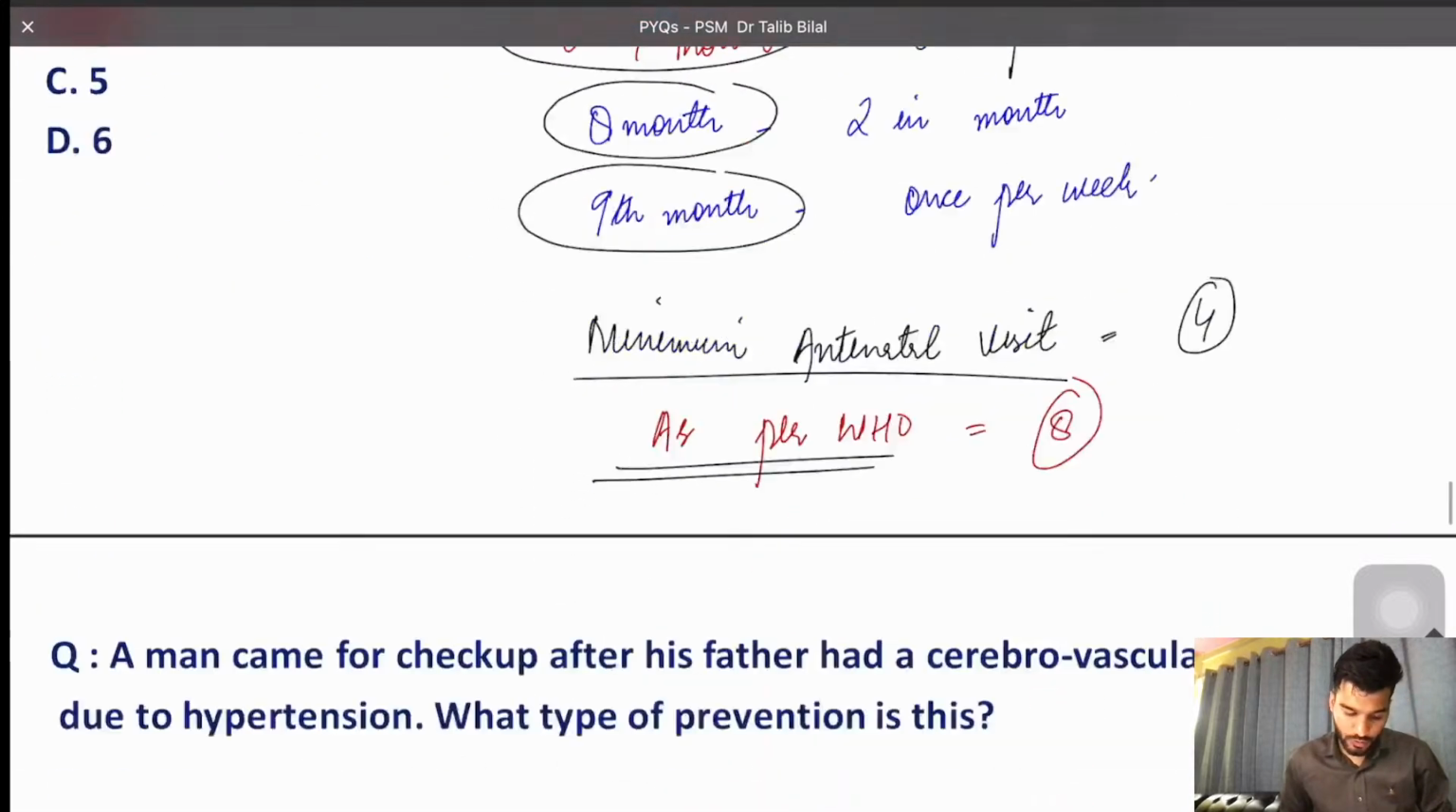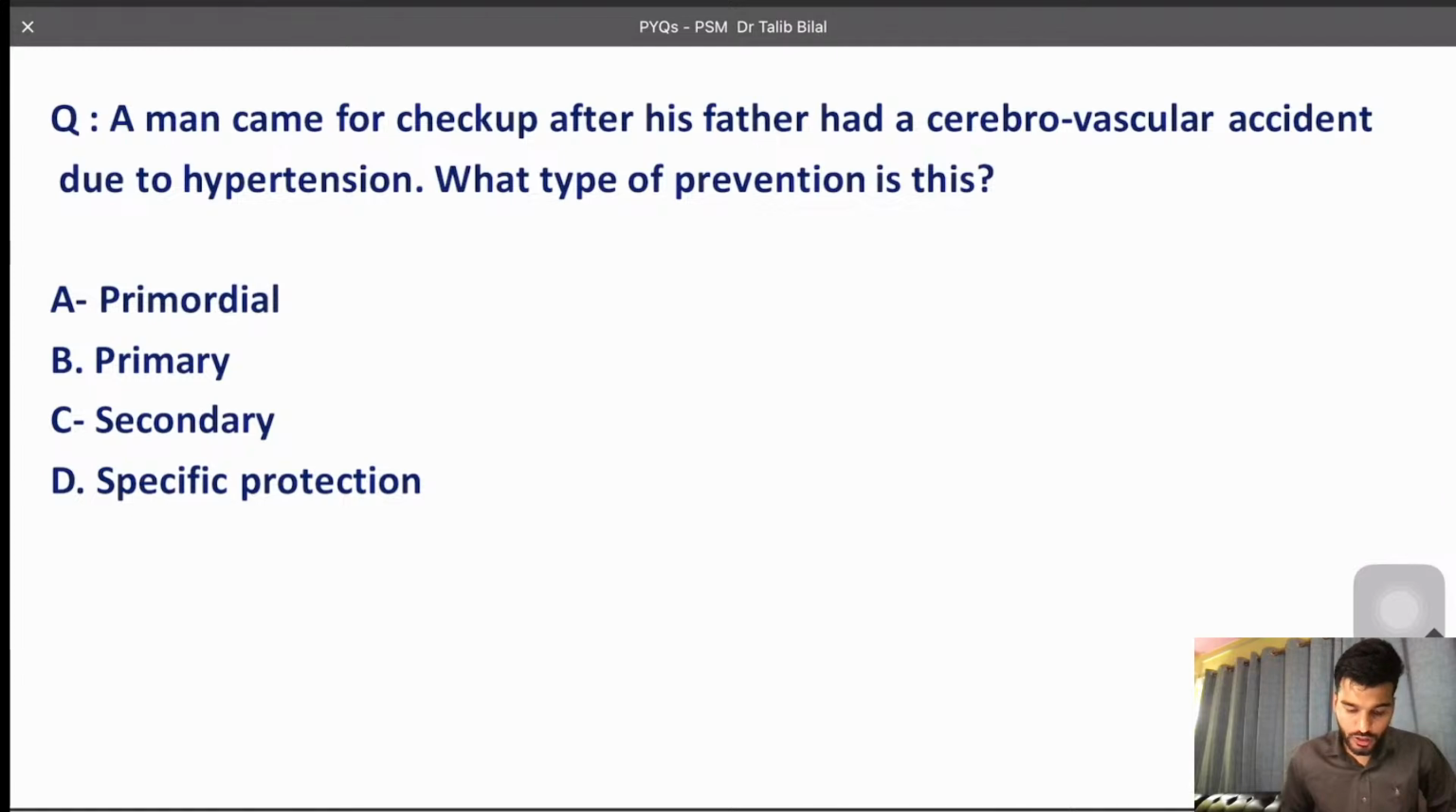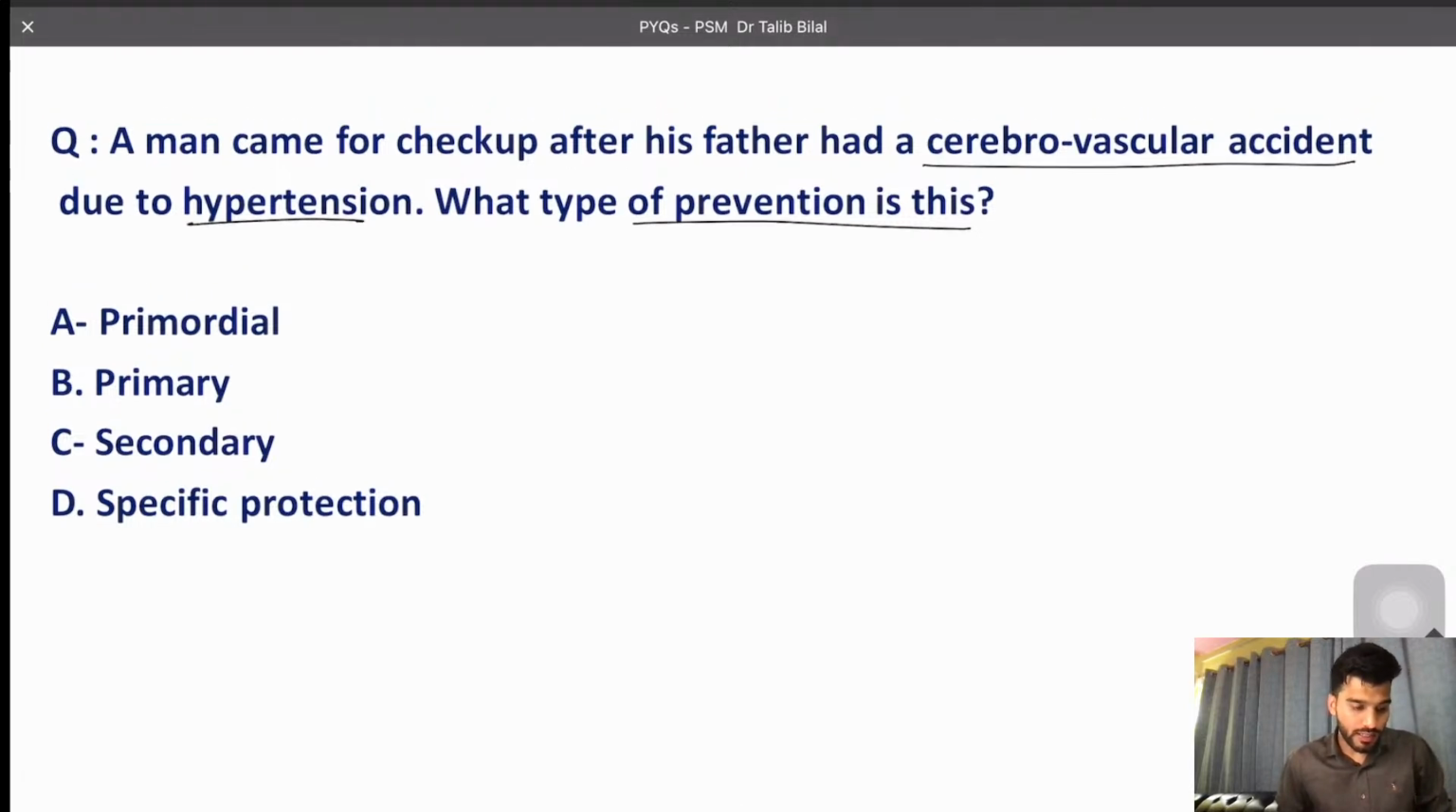Okay, let's move to the next question. A man came for the checkup after his father had a cerebrovascular accident due to hypertension. So a patient is coming for a screening, for a simple checkup. What type of prevention is this? Can you answer me in the comment section, guys? Is it primordial, primary, secondary, or tertiary? Write down in the comment section.